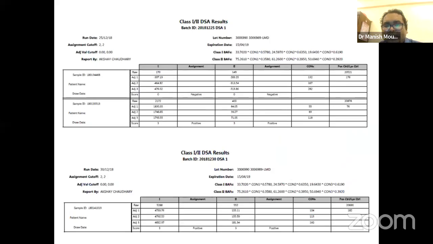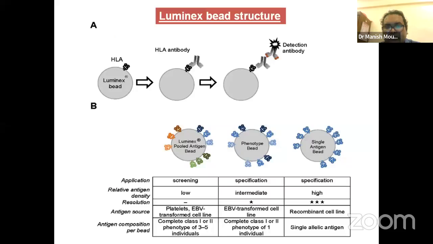So this is cell-based antibody monitoring: CDC, flow, and Luminex cross-match. Now, this cell-based cross-match part is over. We are going to have a virtual cross-match. So how does virtual cross-match work? In virtual cross-match, again, the instrument involved is Luminex only. There are three kinds of virtual cross-match available.